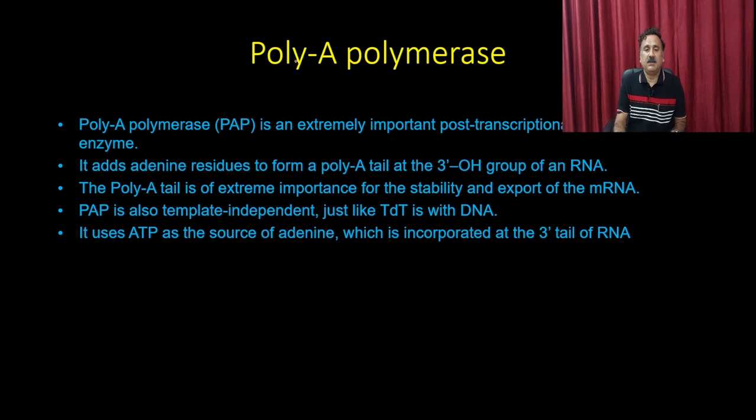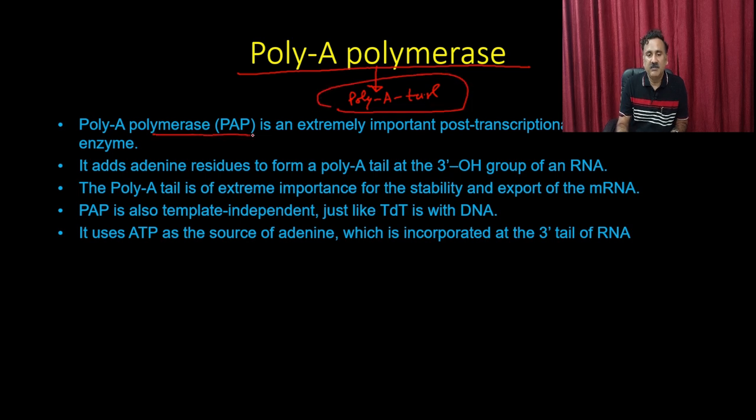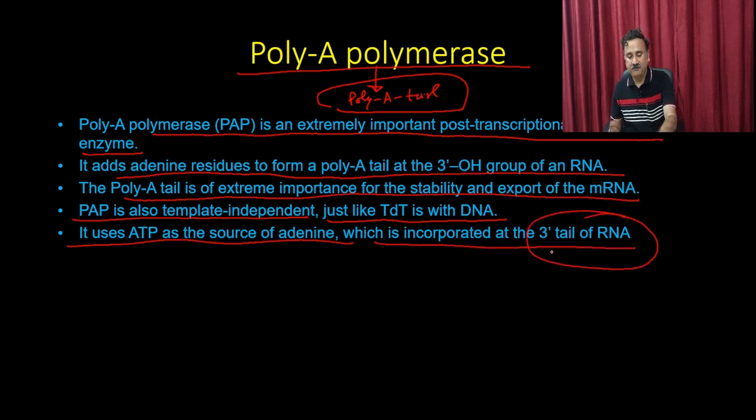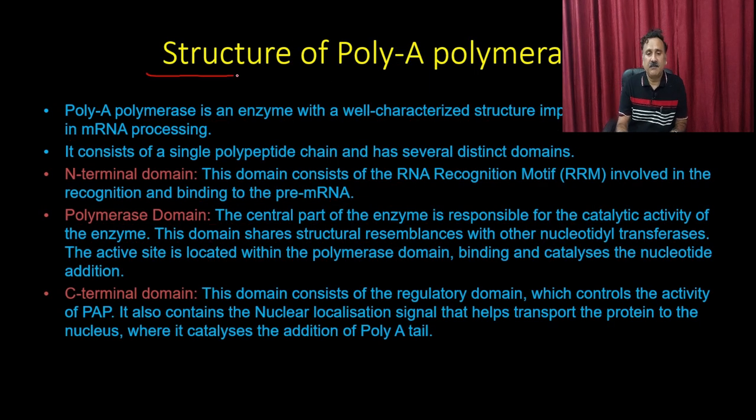Then the next enzyme is poly A polymerase. So, you remember that poly A polymerase adds the poly A tail to the messenger RNA, right. Poly A polymerase is an extremely important post-transcriptional modification enzyme. It adds adenine residues to form a poly A tail at the 3 prime hydroxyl group of the RNA. The poly A tail is of extreme importance for the stability and export of the messenger RNA. Poly A polymerase is also template independent, just like terminal deoxynucleotidyl transferase. It uses ATP as a source of adenine, which is incorporated at the 3 prime hydroxyl group of the RNA.